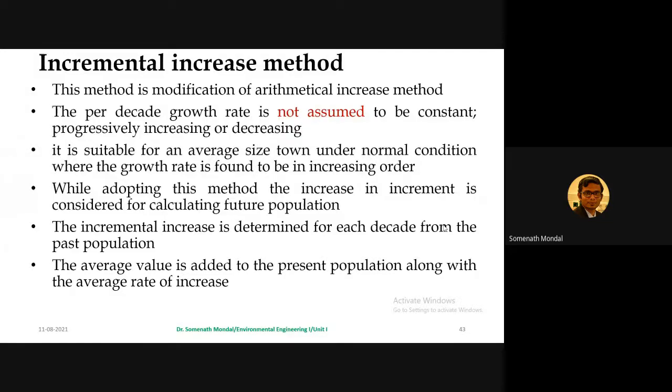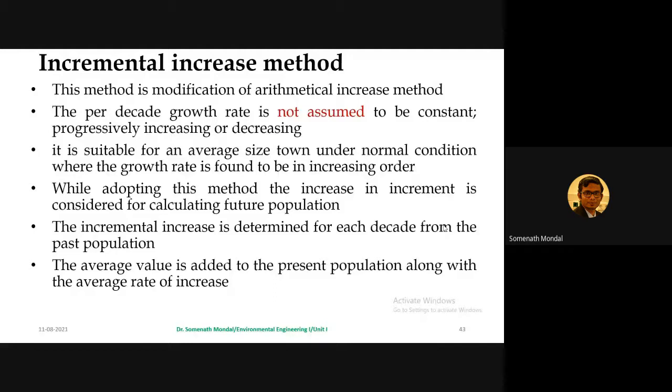Population forecasting method. Now in today's class, we will start with the incremental increase method. So let us try to understand what the incremental increase method is all about. This method is a sort of modification of the arithmetic increase method which we discussed first. It is suitable for an average size town under normal condition where the growth rate is found to be increasing in order.